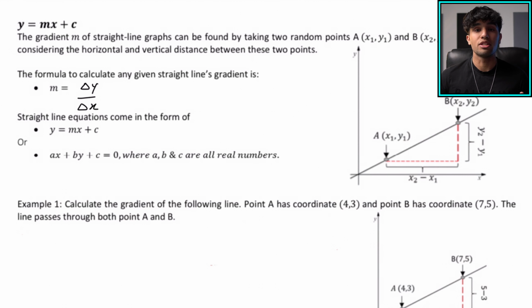There are two ways we can write down the equation of a straight line. Those are y equals mx plus c and ax plus by plus c is equal to 0, where a, b and c are all real numbers.